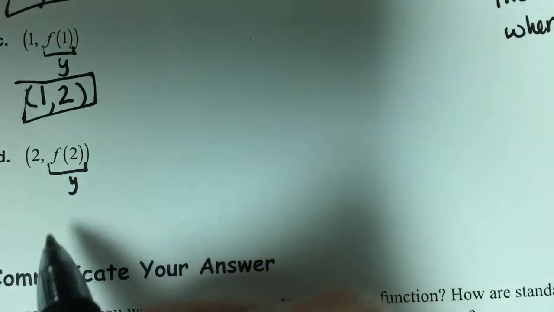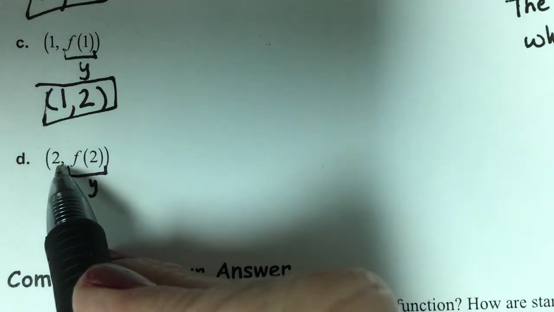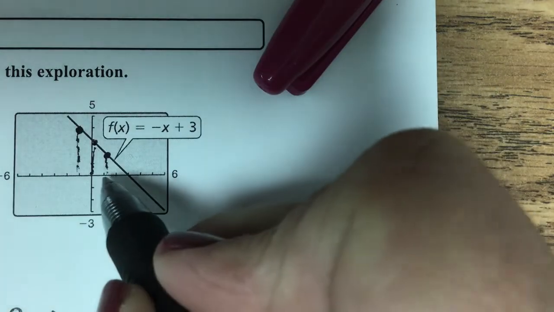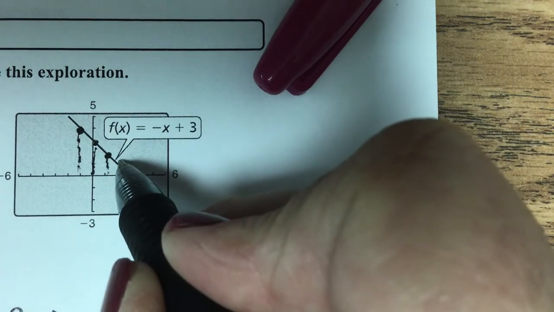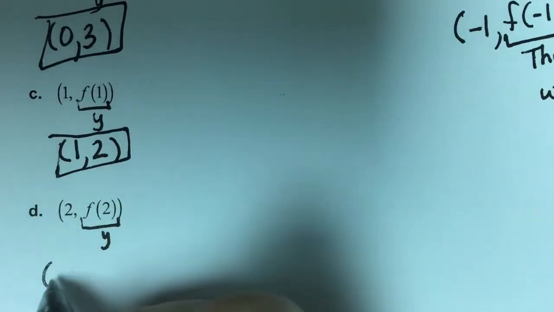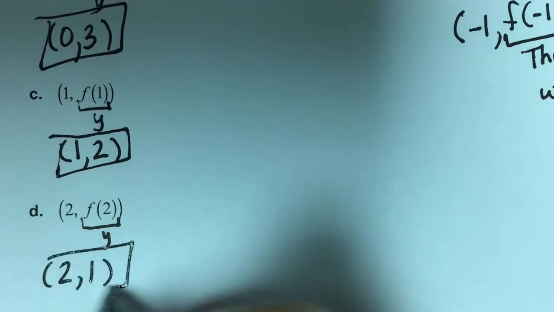And then the same thing here, find y when x is 2. So find the graph. When x is 2, y is 1. So (2, 1) is that answer.